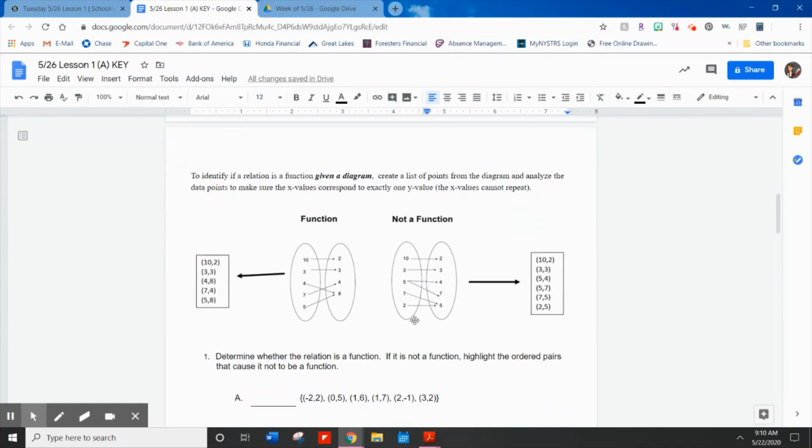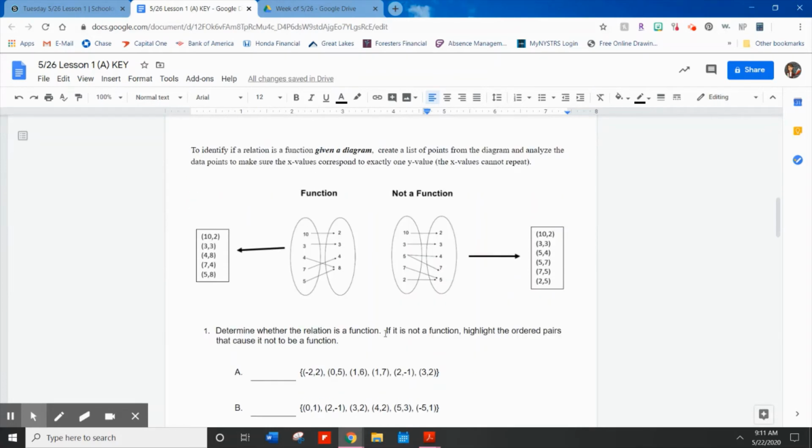And lastly, to identify if a relation is a function given a diagram, you can create a list of points from the diagram and analyze the data points to make sure the X values correspond to exactly one Y value, aka the X values cannot repeat. So some of you might be able to do these diagram functions without listing the ordered pairs on the side, and that's totally fine. But just in case, there's your foolproof method of how to figure out if it's a function or not.